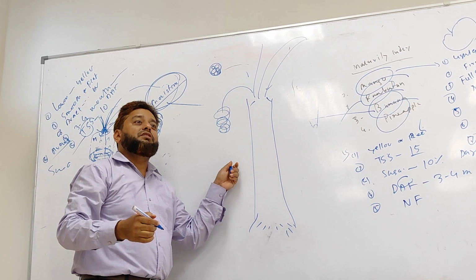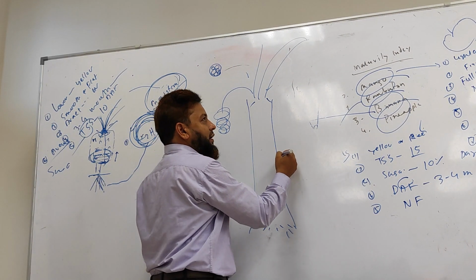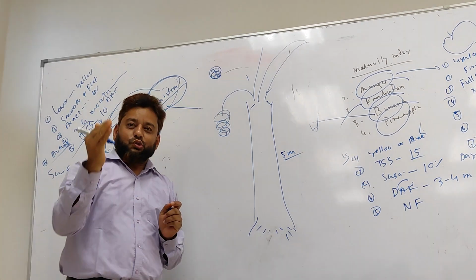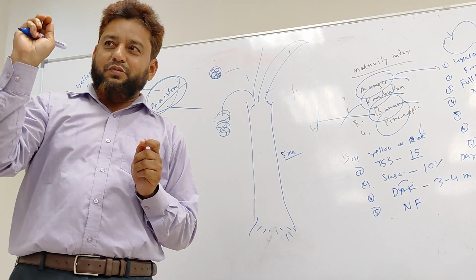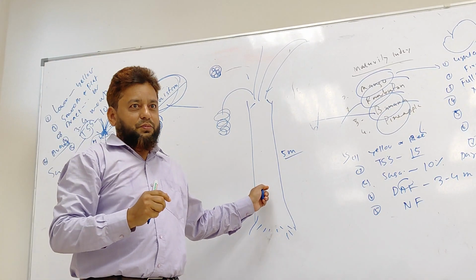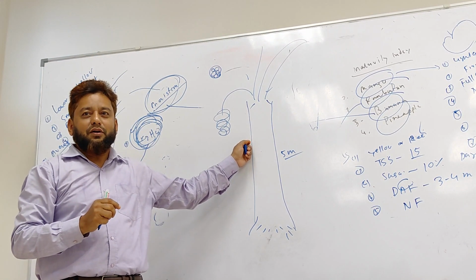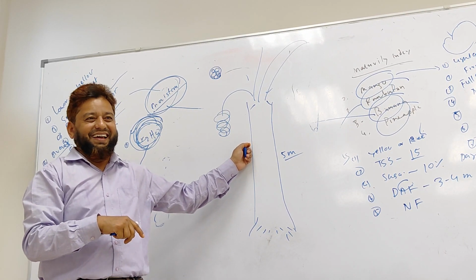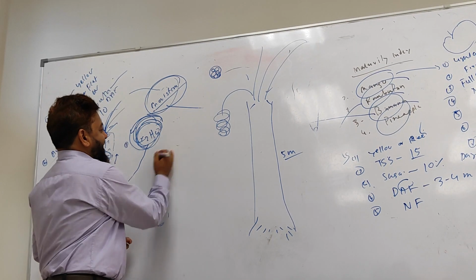Say the plant height is around 5 meters. So it will be so hard to climb, right? Because you cannot climb a banana. We can use monkey.